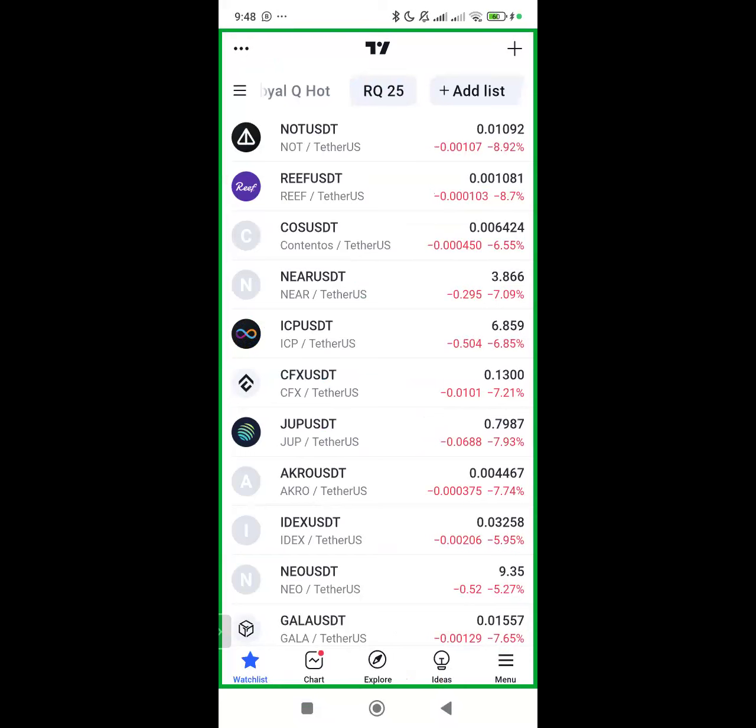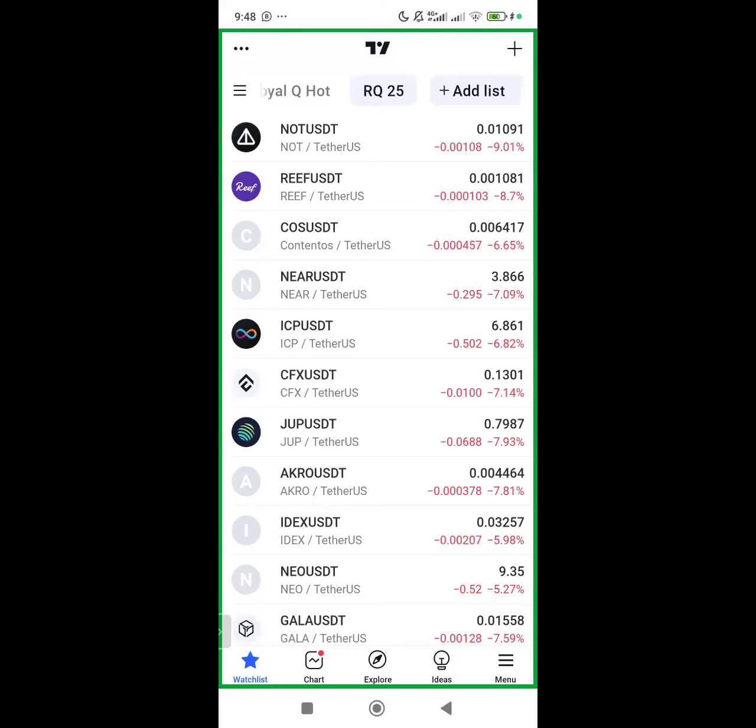You don't need them. So how you delete them is by swiping on each one to your left. You swipe on each one to your left, you see the delete icon. You can see it, it's in red. You tap on it to delete one after the other. Then you can now start to add those 25 coins.